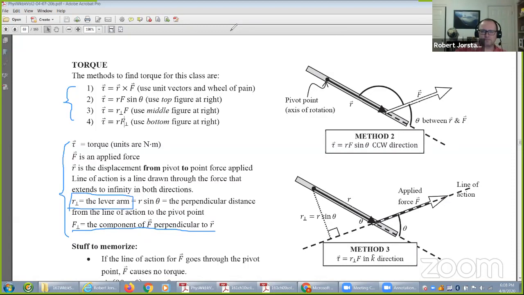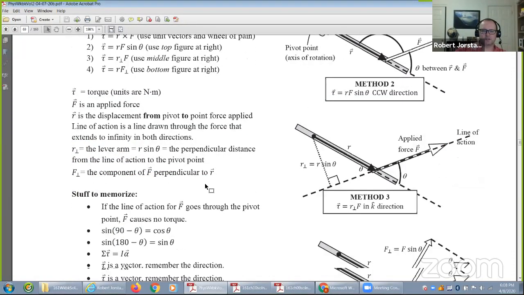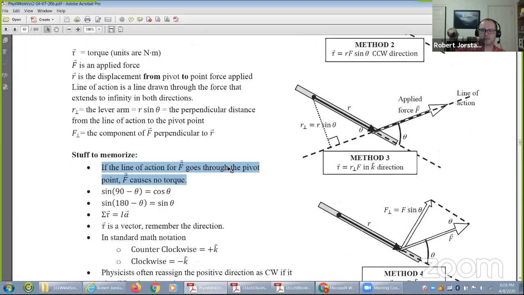Okay. Stuff to memorize right here. This is really cool. If the line of action goes through the pivot, there's no torque. Just memorize it. If a line of action for a force goes through the pivot, no torque. That's the best way to remember that.